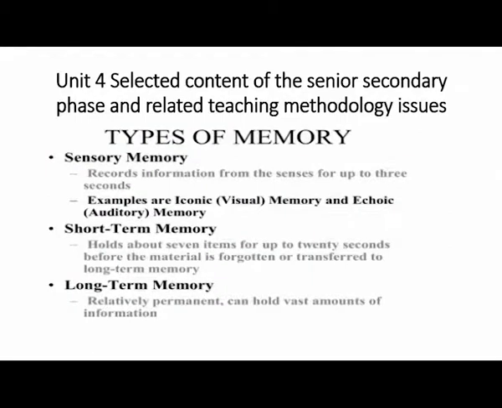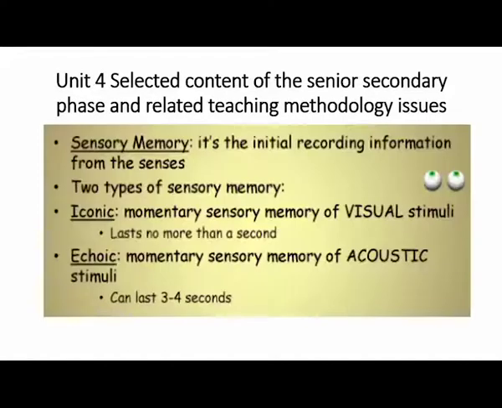Then we also have Unit 4, selected content of the senior secondary phase and related teaching methodologies. We have the types of memory: the sensory memory, and then we have the examples. What is sensory memory? Sensory memory records information from the senses for up to 3 seconds. We have the examples they are giving, and then we have the short-term and the long-term memory. There is also just a reiteration there.